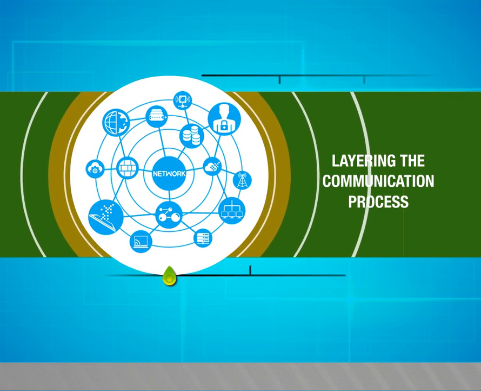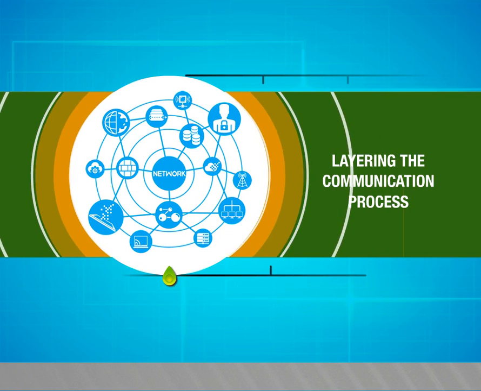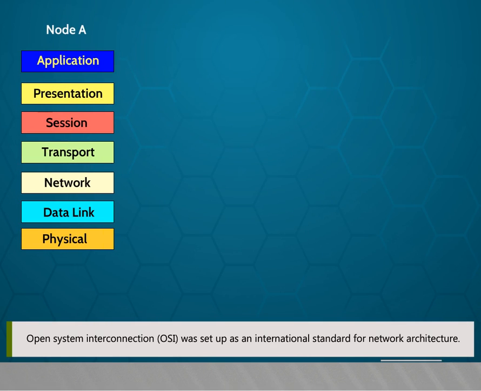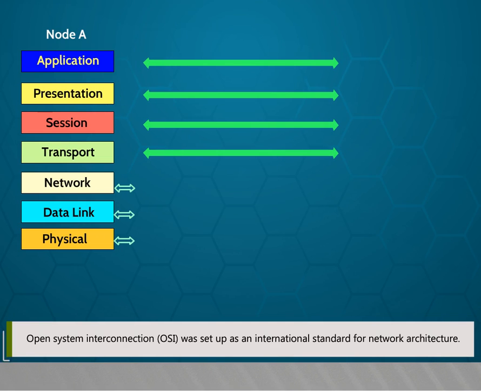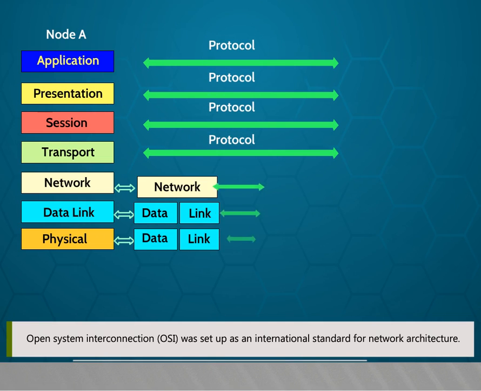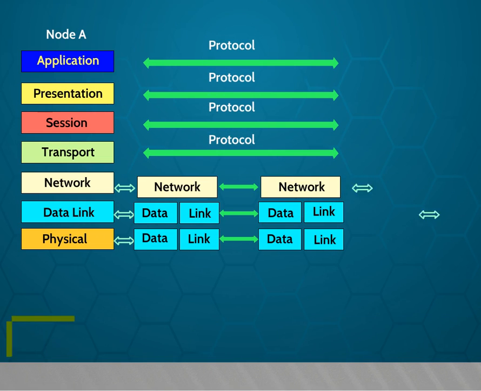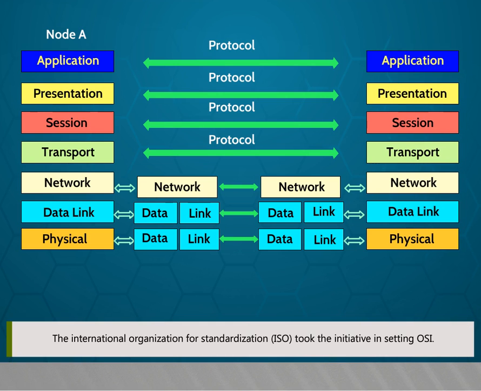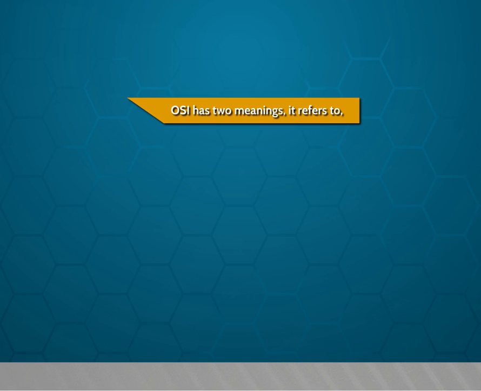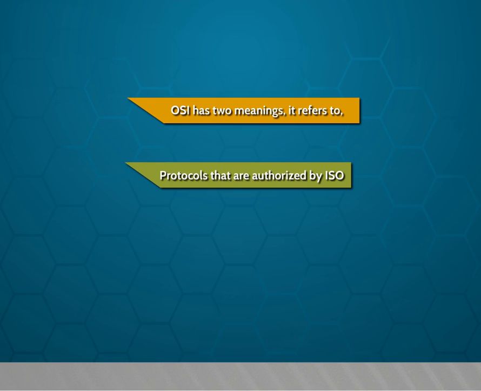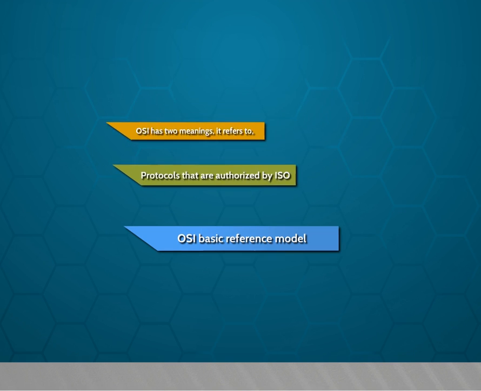Layering the communication process. In this video, we are going to see about layering the communication process. Open System Interconnection, that is OSI, was set up as an international standard for network architecture. The International Organization for Standardization, that is ISO, took the initiative in setting OSI. OSI has two meanings. It refers to protocols that are authorized by ISO, and the OSI Basic Reference Model.